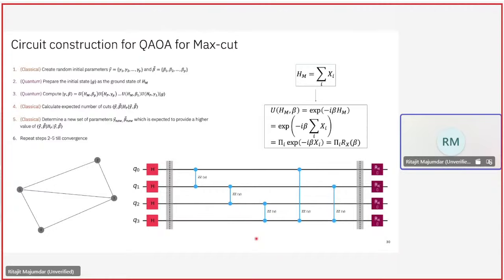And in fact, if you know the QUBO of any particular problem, if you write the Hamiltonian, you can make this similar kind of argument and come up with the circuit. Coming up with the circuit from this is very simple.